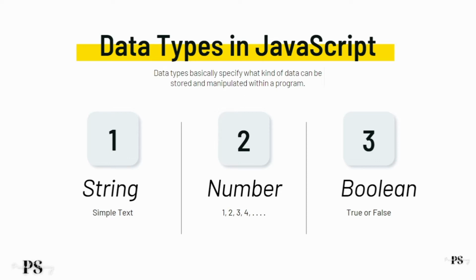String is any text, like a name, anything you write as a collection of alphabetical characters, that is called a string. Number is like 1, 2, 3, 4, anything; it can be an integer or a float, it doesn't matter, but number is the second category. And the third one is boolean. It will always give you output either true or false. Apart from them, nothing else. It will only produce true or false.